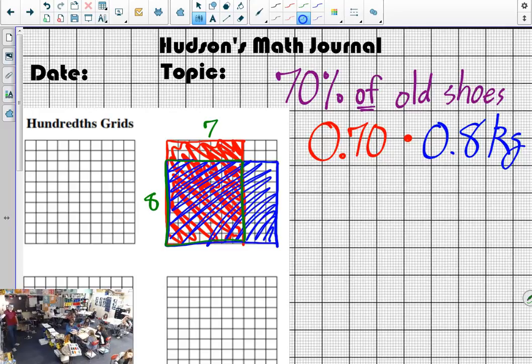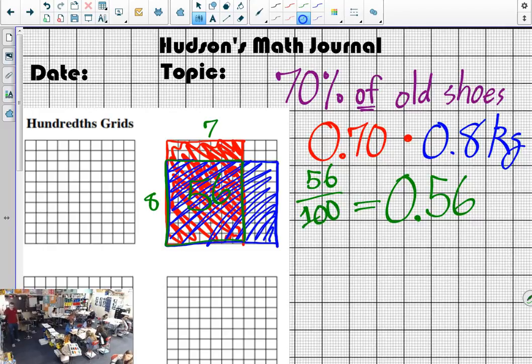What's 7 times 8? 56 of the little tiny boxes. What is each box worth? 100th. Right? So if I have 56 of the 100th boxes, what's shaded in? 56 hundredths. And I could write that as 56 out of the 100 to get me to my decimal. You shaded in 56 of the 100 boxes.